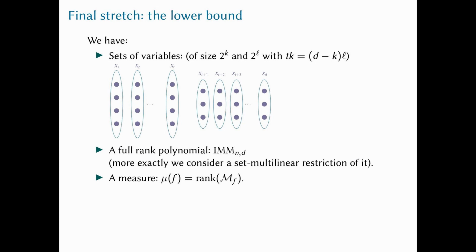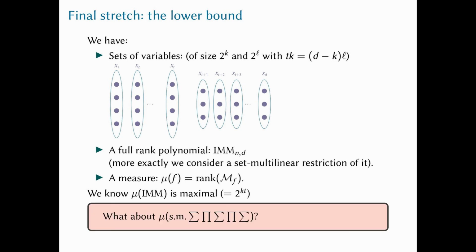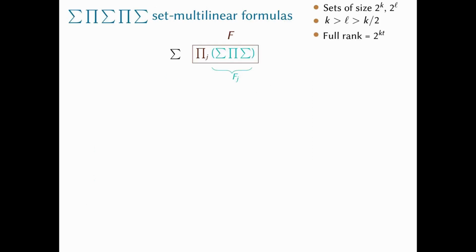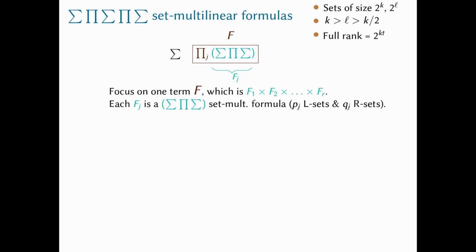So we have sets of variables of different sizes. We have a hard polynomial. We have a measure, the Nisan-Wigderson measure. We know that the measure is large for our hard polynomial. And so the question is, what about the measure for a small submultilinear depth 5 circuit? So what is a depth 5 circuit? Just to give the idea of the proof, it is a sum of terms. Each term, we call it f, is a product of different factors. The factors f_j are depth 3 multilinear formulas. We can look at each f_j corresponding to p_j sets of left variables and q_j sets of right variables.